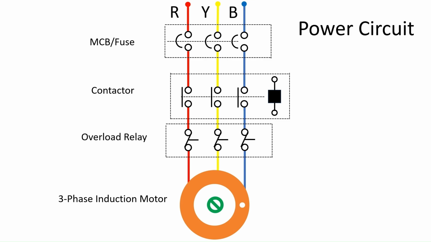When the start push button is pressed in the control circuit, the contactor will get energized, which closes its main contacts to complete the power path and apply full voltage directly to the motor. The overload relay is wired in series with the motor to protect it from overcurrent, and it will open the circuit to stop the motor if it trips.